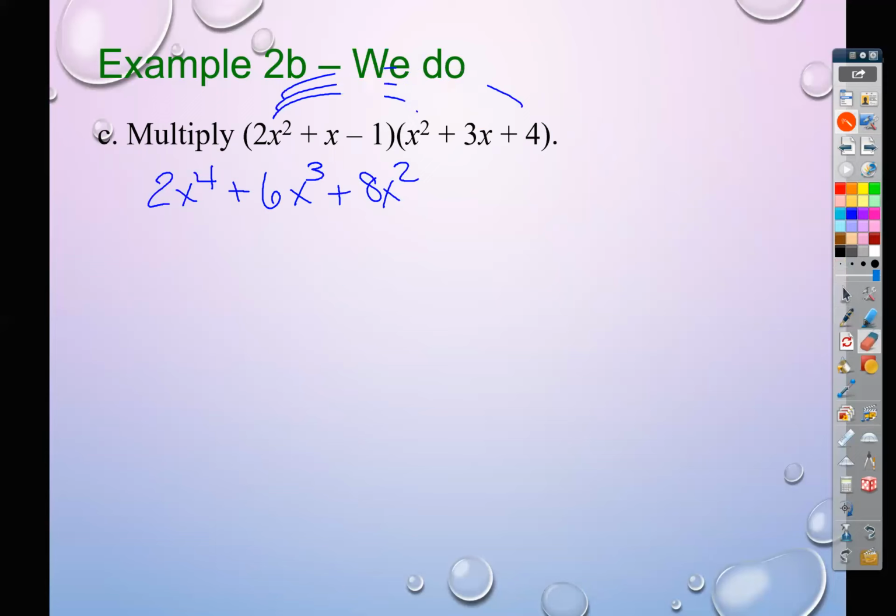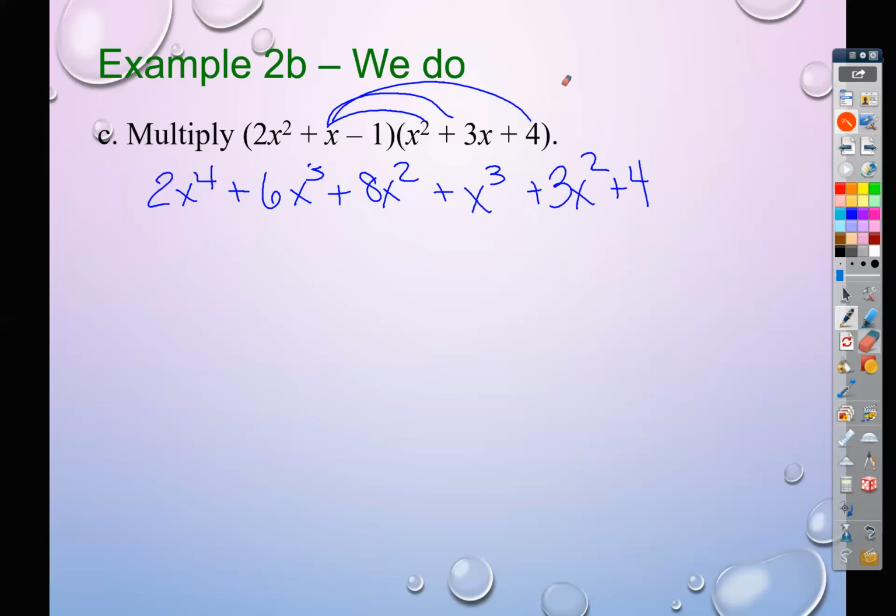Okay, now I'm going to erase this and I'm going to multiply the x times everything. So I'm going to have x times x squared is x cubed. X times 3x is 3x squared. X times 4 is 4x. And now I'm going to multiply the -1 times everything. So I've got -1x squared, -3x, and -4. Now, after you're finished with all that, you're going to combine like terms.